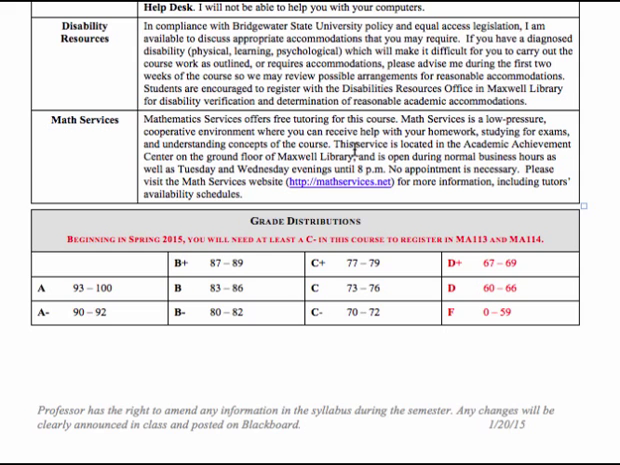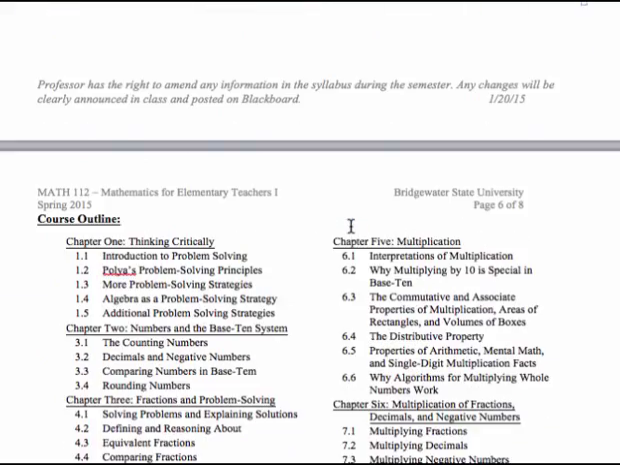The grade distribution is here. Remember that you need a C- or greater in order to use this course as a prerequisite for 113 and 114. If you receive anything in the F or the D range, you will not be able to register in 113 and 114, and you will have to retake the course.